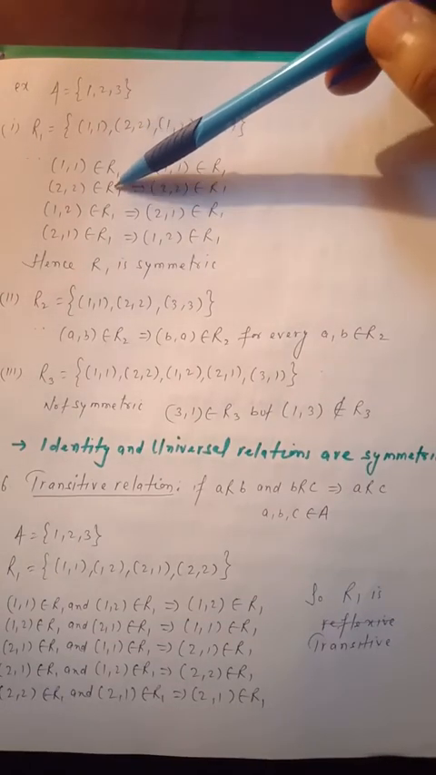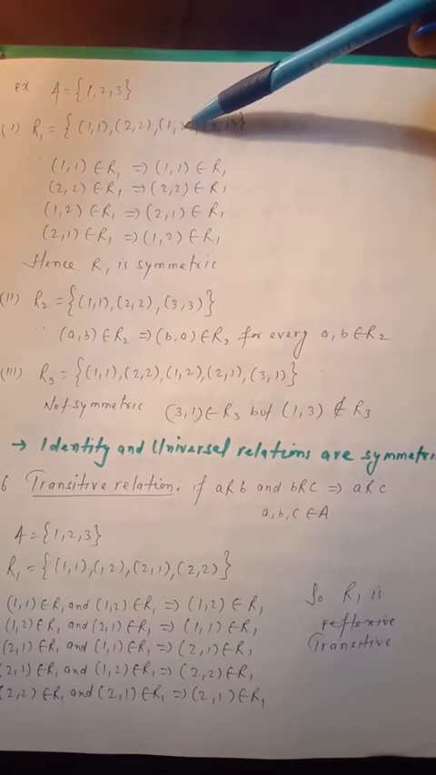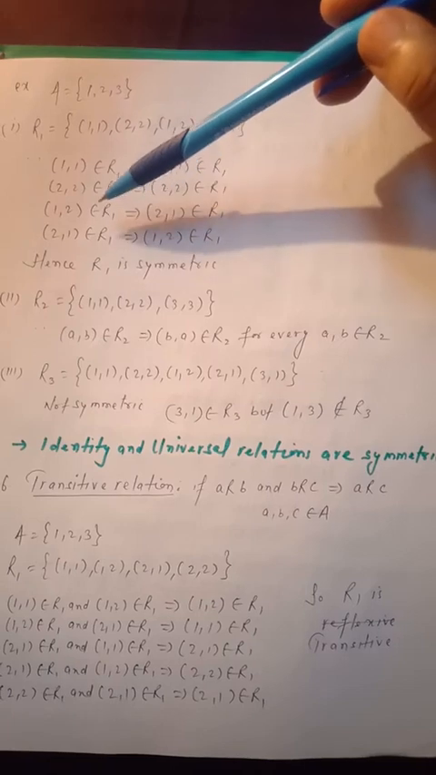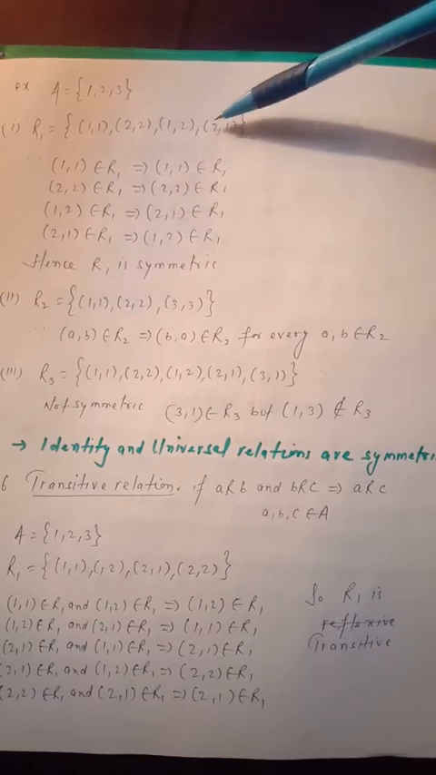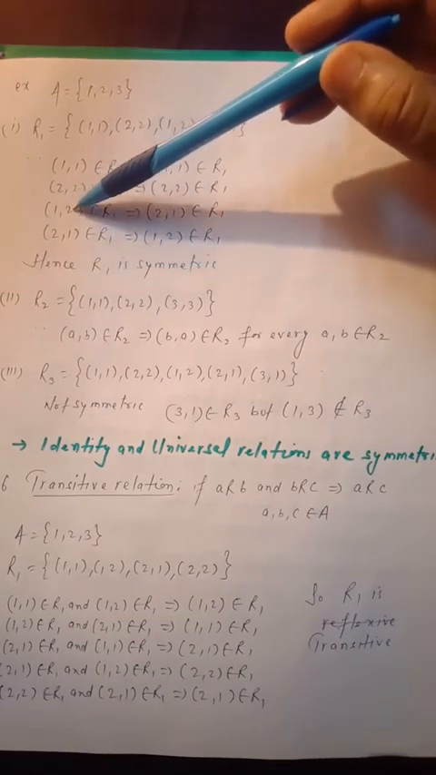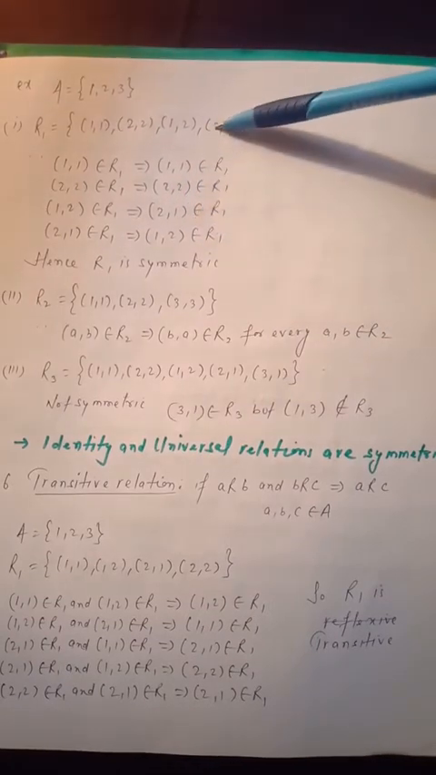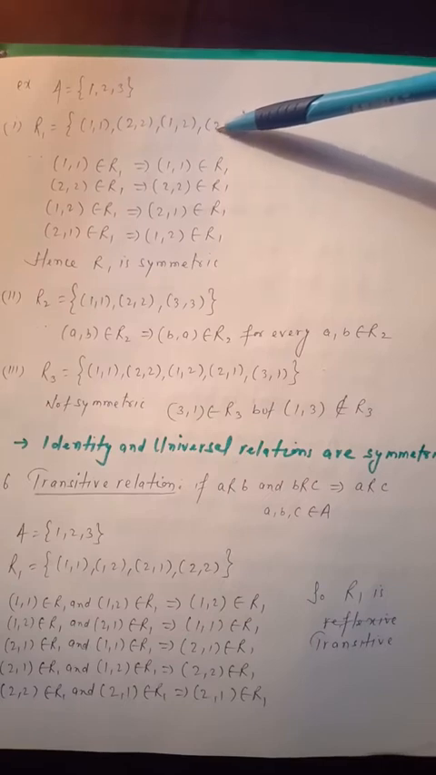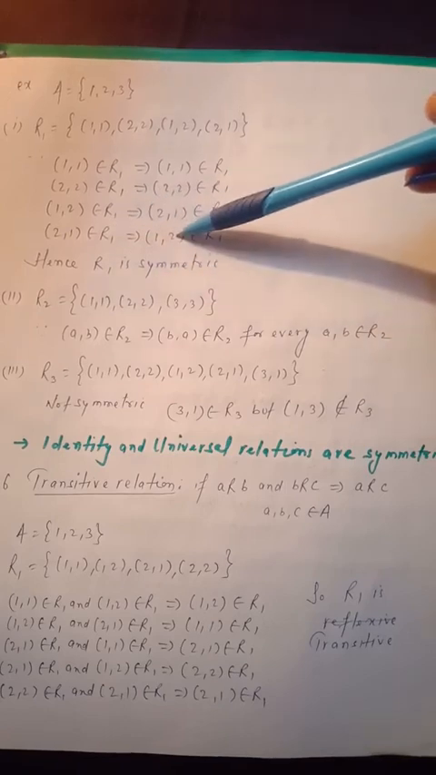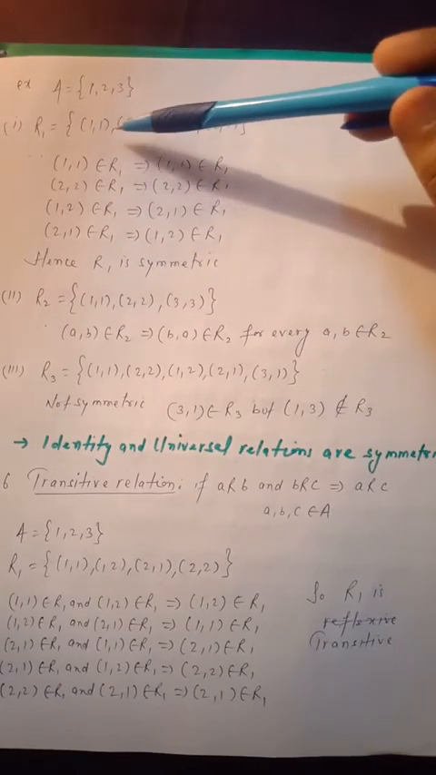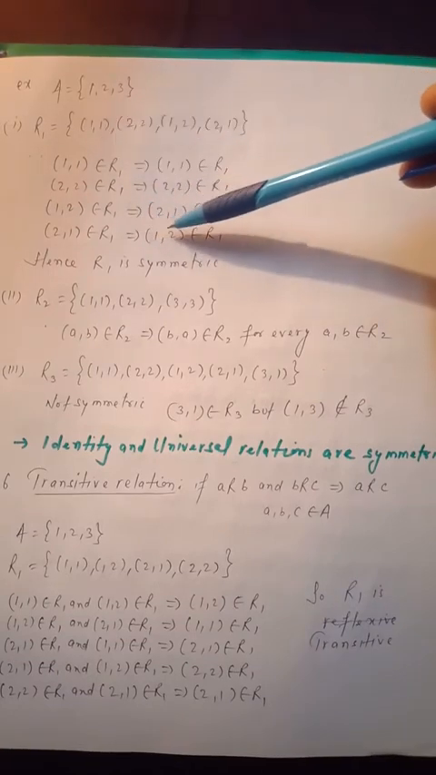So here when (1, 1) belongs to R1, it implies that (1, 1) also belongs to R1. Similarly, when (2, 2) belongs to R1, it implies (2, 2) also belongs to R1. Now see the third element, (1, 2) belongs to R1. It means (2, 1) must also belong to R1. You can check, yes, (2, 1) is present. Take the final element, (2, 1) belongs to R1. It implies that (1, 2) must belong to R1. Yes, it is present. So now all the conditions are true. Therefore we can say this R1 is symmetric.